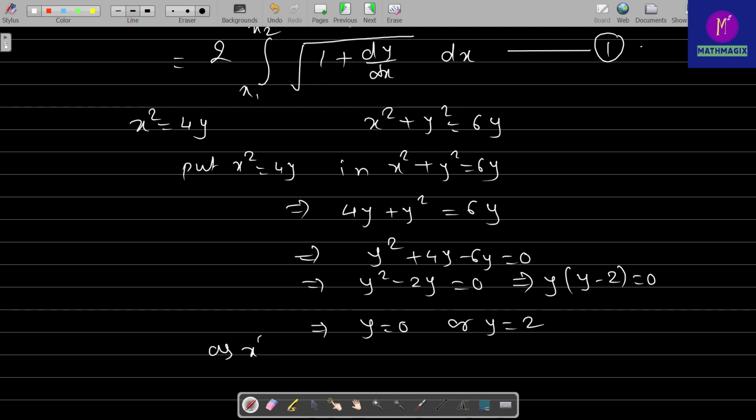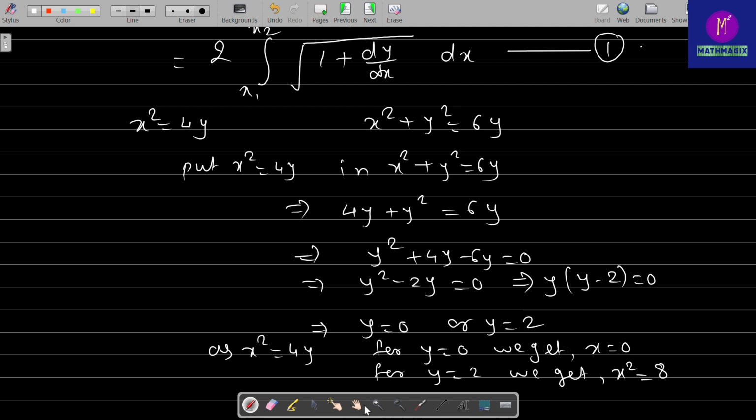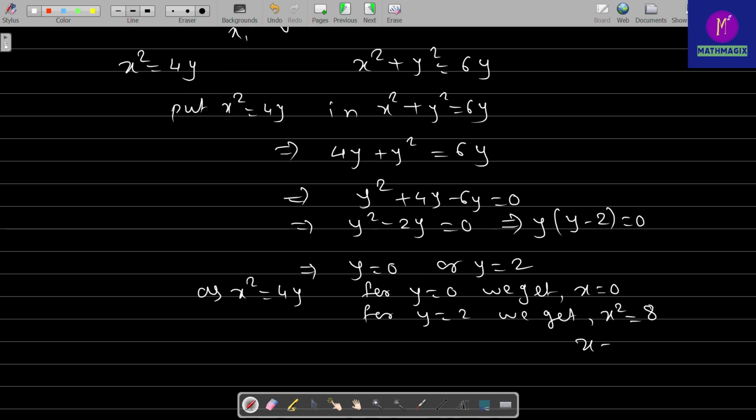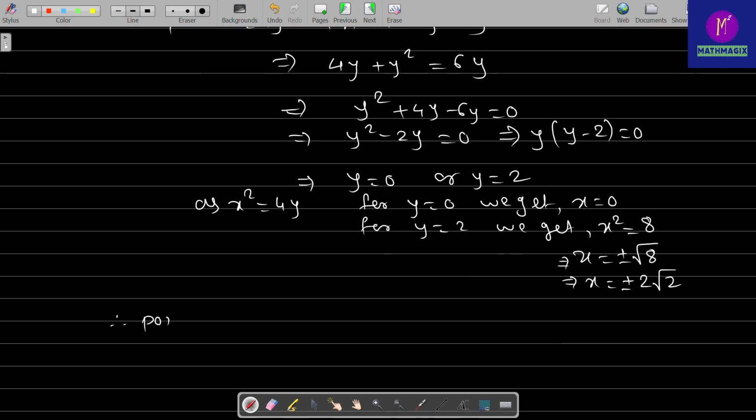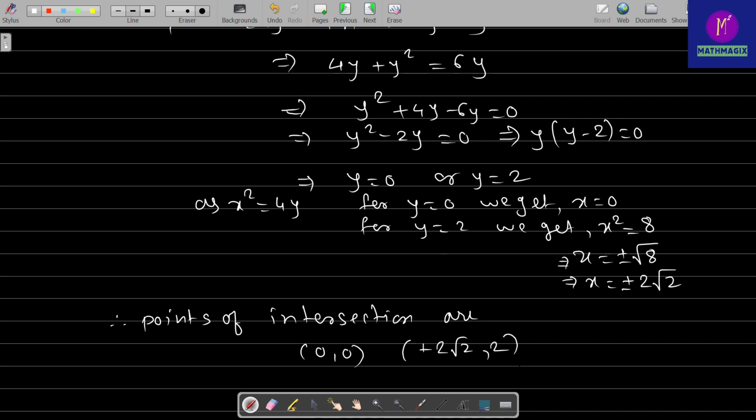As we know that x square is equals to 4y, for y equal to 0 we get x equal to 0, and for y equal to 2 we get x square is equals to 4 into 2, that will be 8. So in this case x is nothing but plus minus root 8, that implies x is plus minus 2 root 2. Therefore points of intersection are (0, 0), one point is (plus 2 root 2, 2), and the other point is (minus 2 root 2, 2).